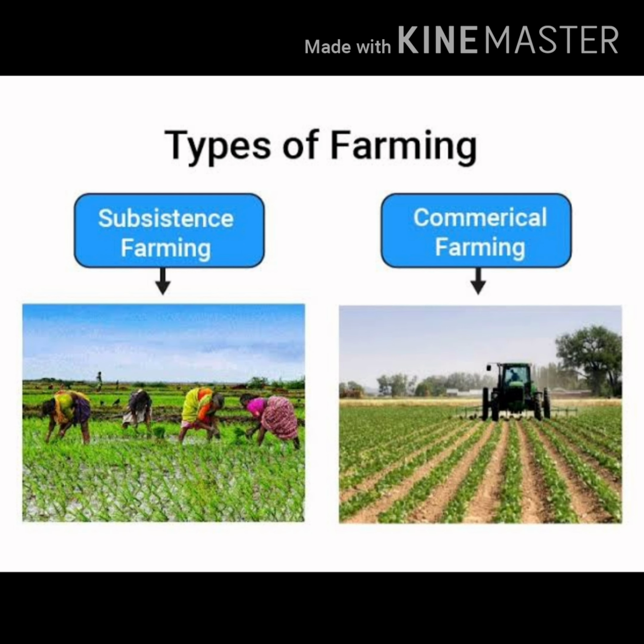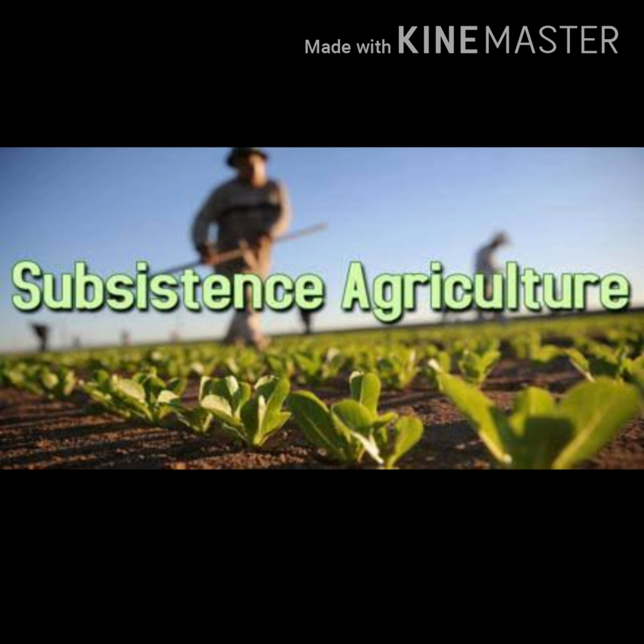The two most basic types are subsistence agriculture and commercial agriculture. Both of these are driven by economic purpose. Within the basic framework are included shifting agriculture, intensive and extensive farming, mixed farming, organic and non-organic farming. So first we will study about subsistence farming.